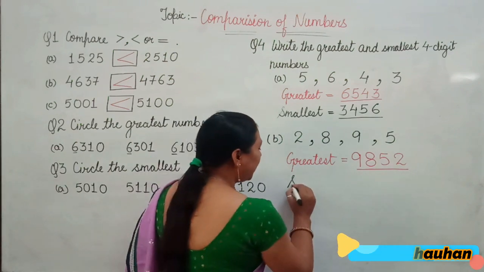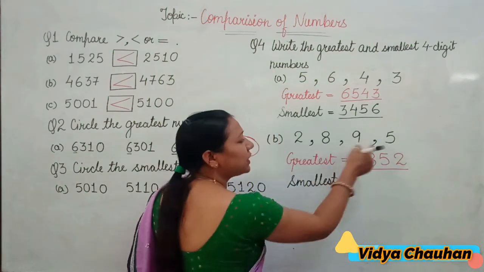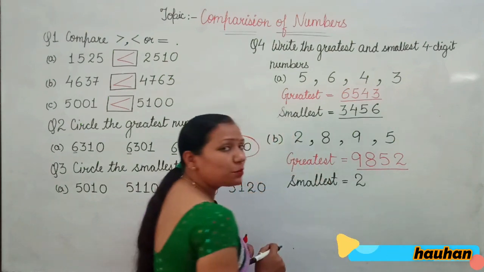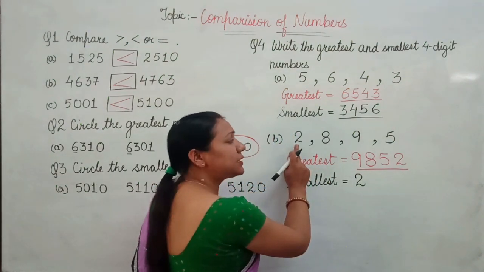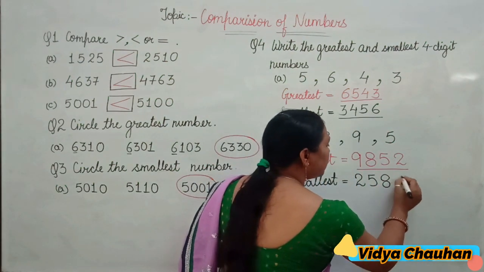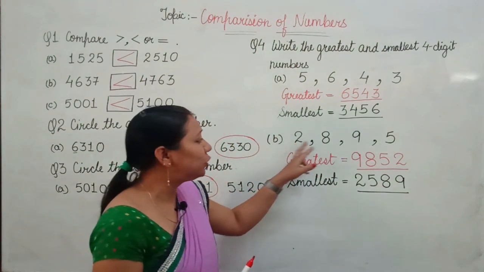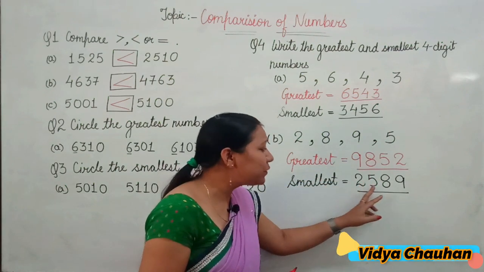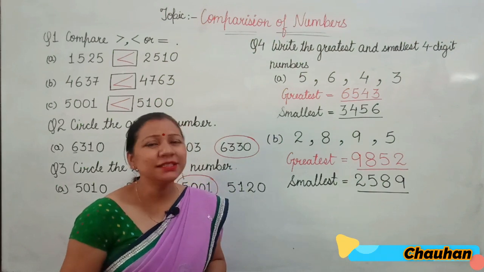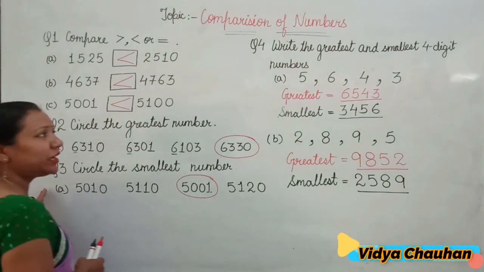Right? Coming to the last one, you have to find the smallest 4-digit number using the given digits. Now to find the smallest number, we start with the smallest digit. The smallest digit is 2. After 2, the next digit is 5, then 8 and 9. So which is the smallest 4-digit number using the digits 2, 8, 9, 5? It is 2589.